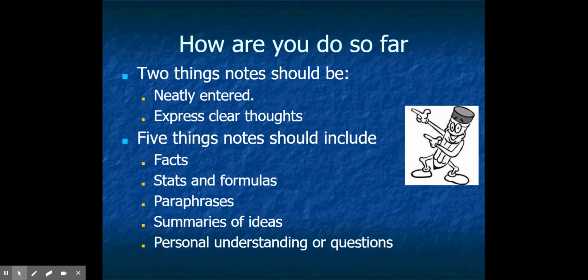So, how are you doing so far? Right now, you should have 2 things noted. Notes should be neatly entered and express clear thoughts. Then 5 things notes should include: facts, stats and formulas, paraphrases, summaries of ideas, personal understanding, and questions. And let me go back to paraphrases. Paraphrases should be things in your own words, taking maybe a whole bunch of things I said and boiling it down to something that you're using your own words to express.